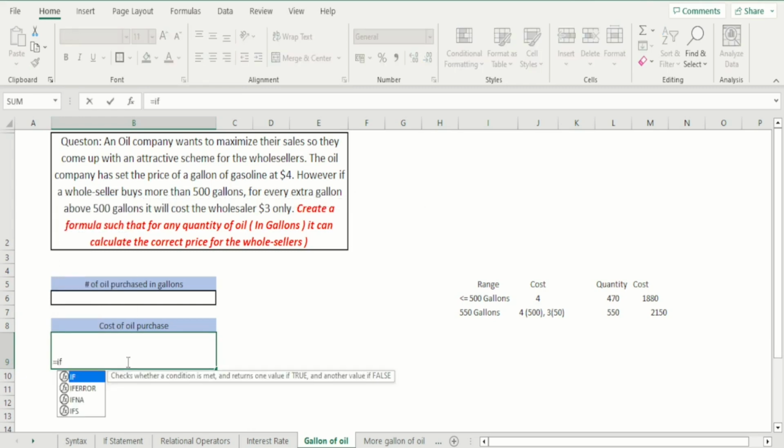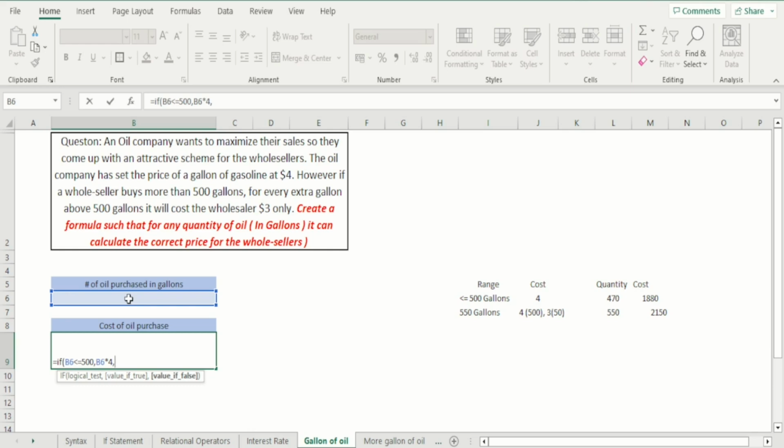So we say that if this quantity right here is less than or equal to 500 gallons, if the quantity of oil purchased is less than or equal to 500, what do we want the formula to be? In that case, we want the quantity of oil purchased to be multiplied by $4 to give us the cost. All right. But what if this condition is not true? Let's say this condition is false, which is the quantity of oil is greater than 500 gallons.